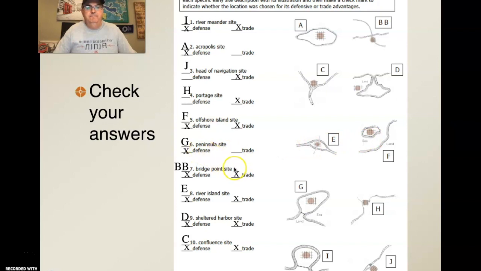Peninsula site is right here. You've got the sea right here, and you've got a piece of land that juts out here, easily defendable. The sea's protecting you, and you'll have one defensible site right here.